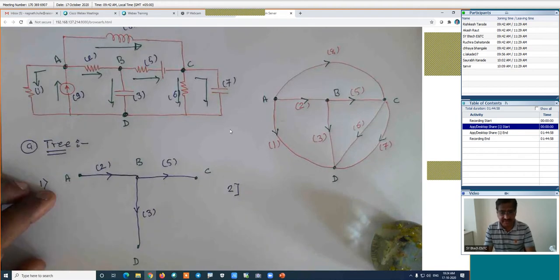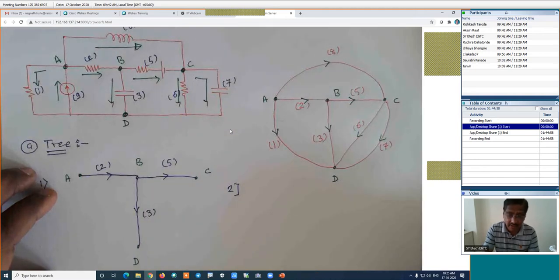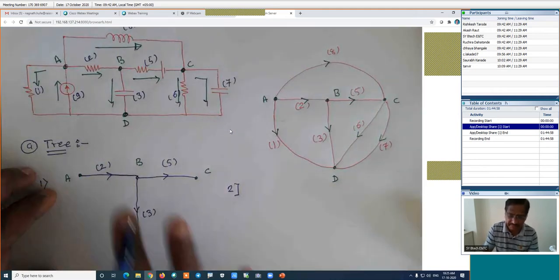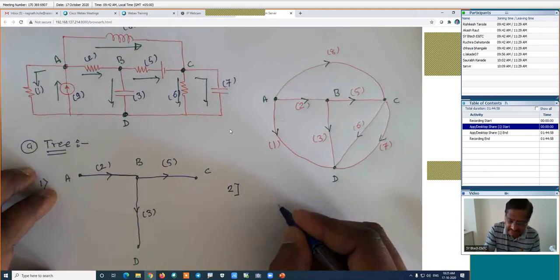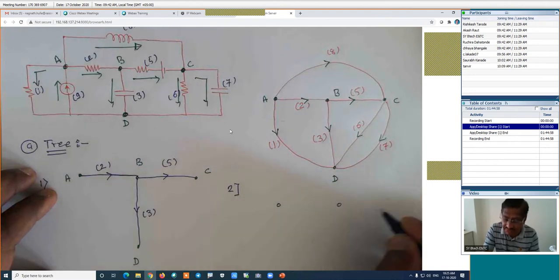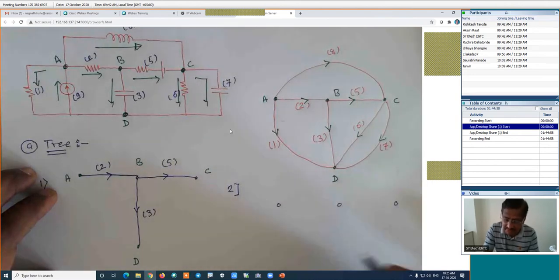What is the number of trees? How many possible trees? I will discuss later on, because right now you may not be able to understand. But I will draw another tree for the same graph. This is one simple tree. Generally, the tree may be given in the examination to find out the solution of the particular current branch.